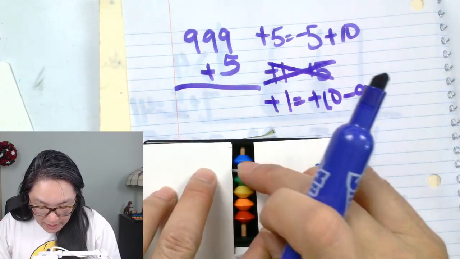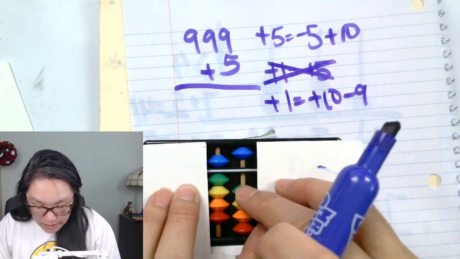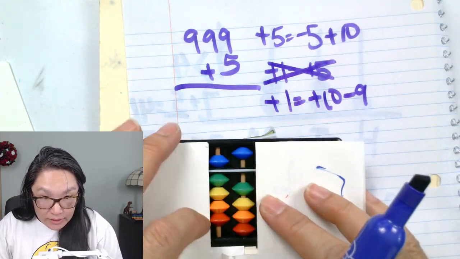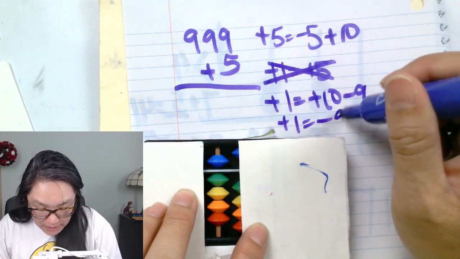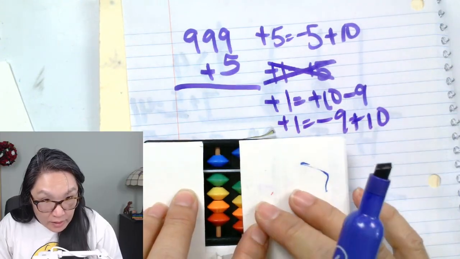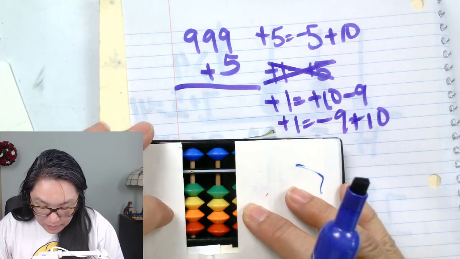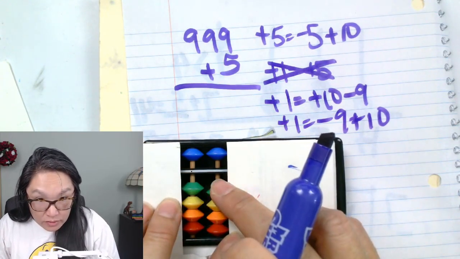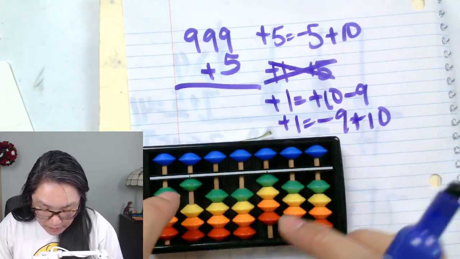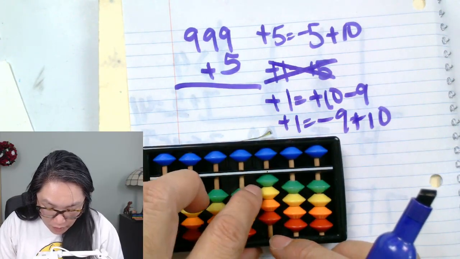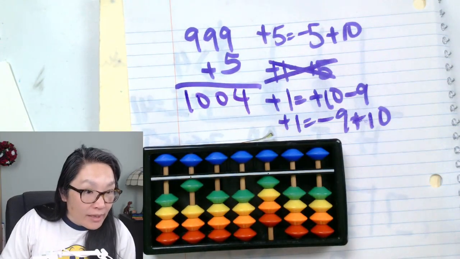So I'm going to minus the 9, and I'm going to add the 10. Remember that 10 is 1 and 0. Can I add the 1? No, I can't. So I'm going to do the same thing. Plus the 1 is equal to minus the 9 plus the 10. The 10 is a 1 and a 0. So can I add the 1? Yes, I can. So I'm just going to add my 1. So my final answer is 1004. Anybody have any questions?